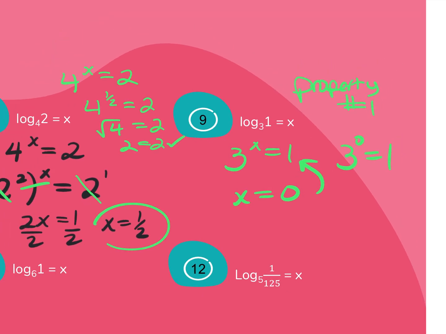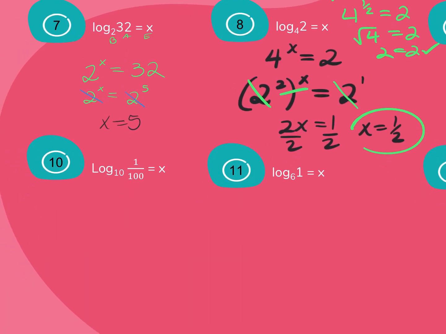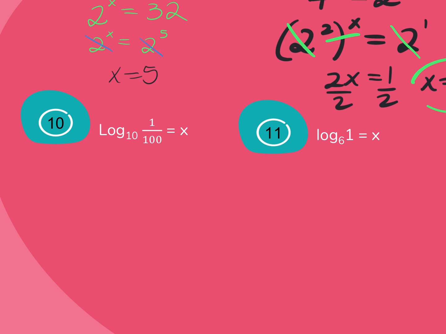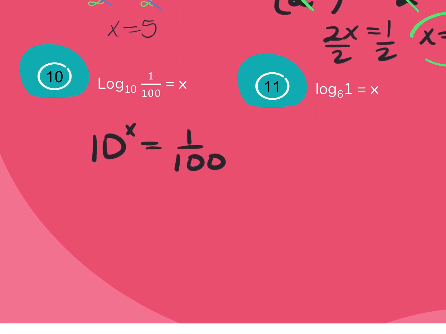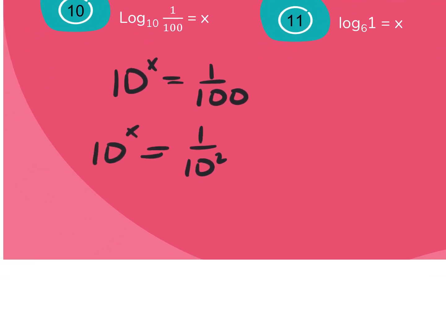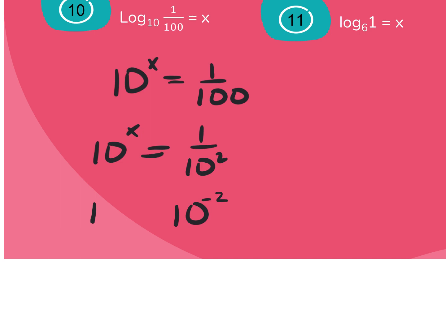Try the next one. Again, let me put it in exponential form. So 10 is the base, x is the exponent, equals 1 over 100. I need to change them so that they both have the same base. I'm actually gonna change the 1 over 100. I could turn this into 1 over 10 squared, and then I can make it 10 to the negative 2 power. And then again, the bases are the same. Get rid of the 10s, and x equals negative 2.